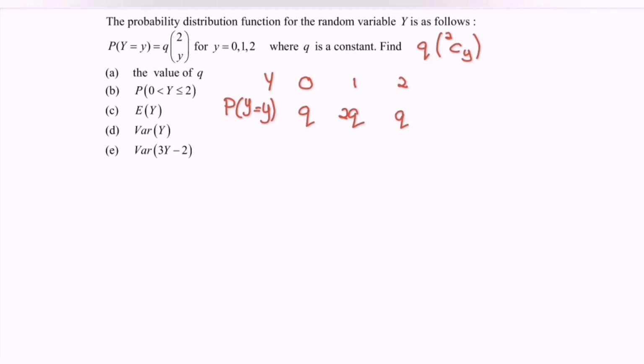As we all know, if we sum up the probability, we will have equal to 1. So kindly refer to A, the value of q. The summation of the probability is equal to 1. So if we sum up, we will have 4q equals to 1. So q equals 1 over 4. Kindly substitute into the table. First we have 1 over 4, then 2 over 4, then 1 over 4.